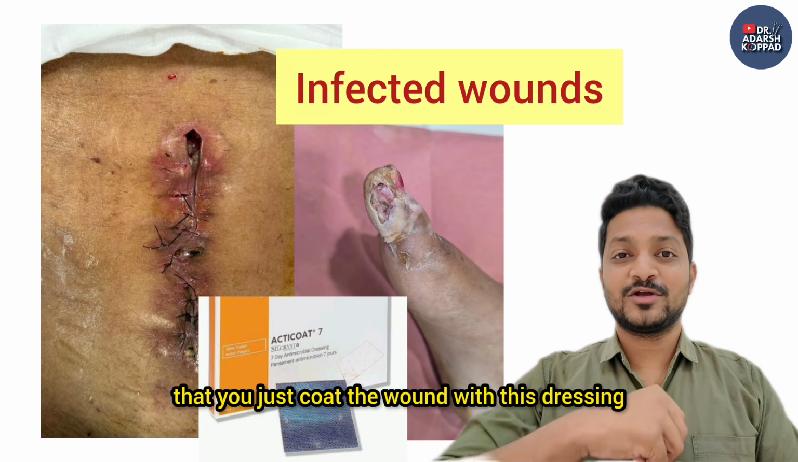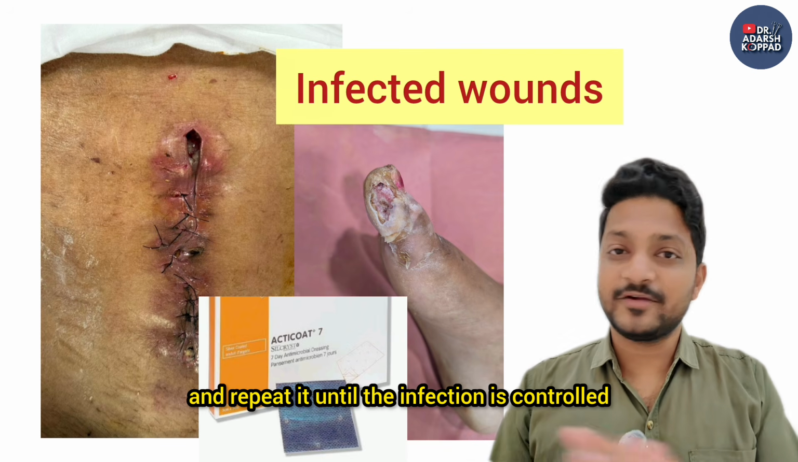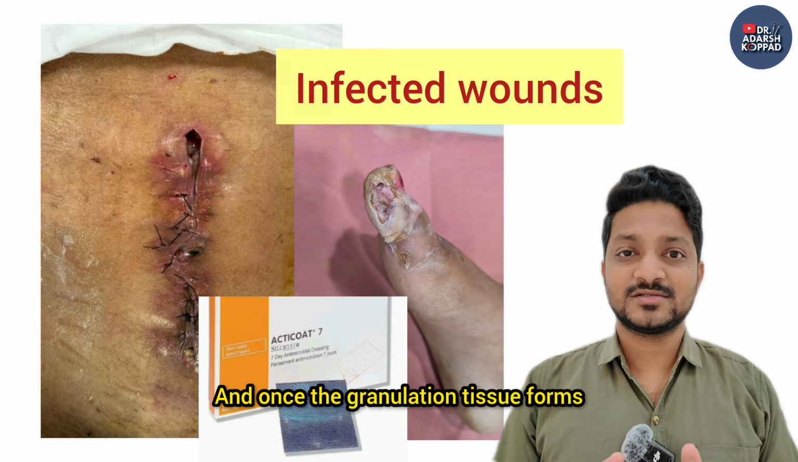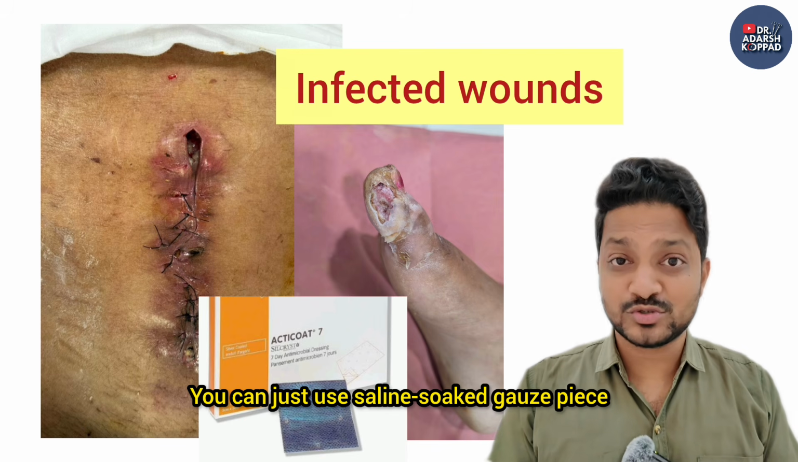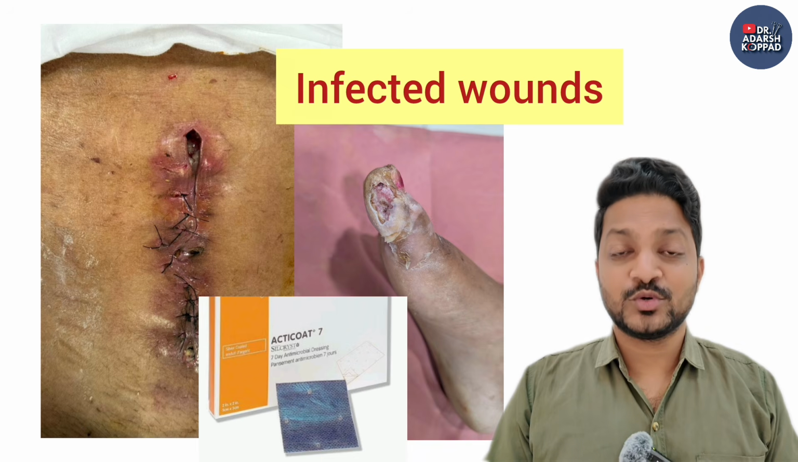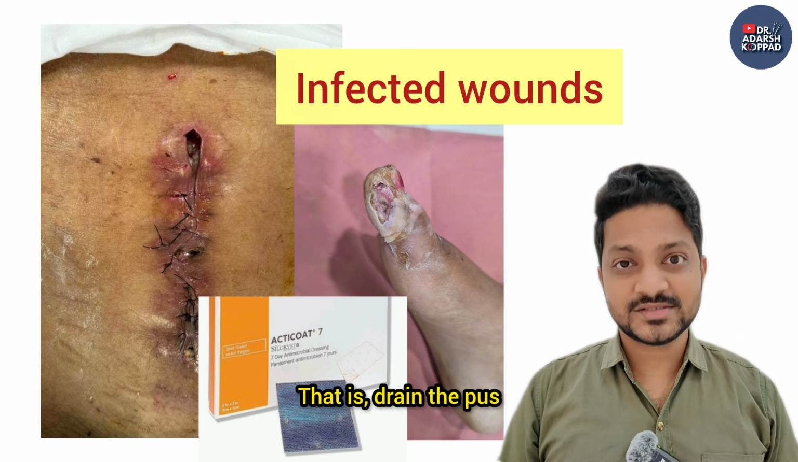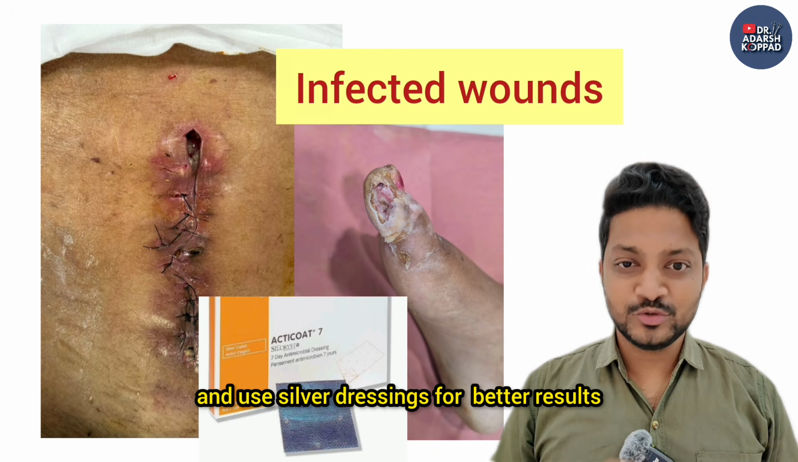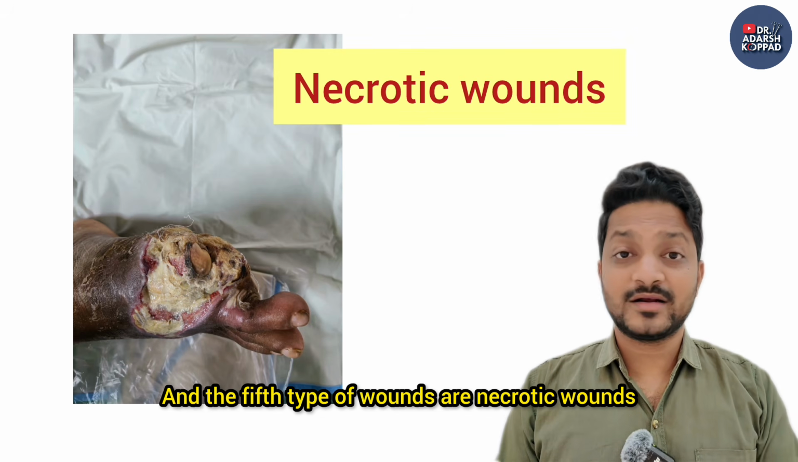You just coat the wound with this dressing for 2 to 3 days and repeat it until the infection is controlled. And once the granulation tissue forms, you can switch to normal dressing. You can just use saline soaked gauze piece until the wound heals. So in infected wounds, remove the bacterial source, that is drain the pus, debride the necrotic tissue and use silver dressings for better results. And the fifth type of wounds are necrotic wounds.